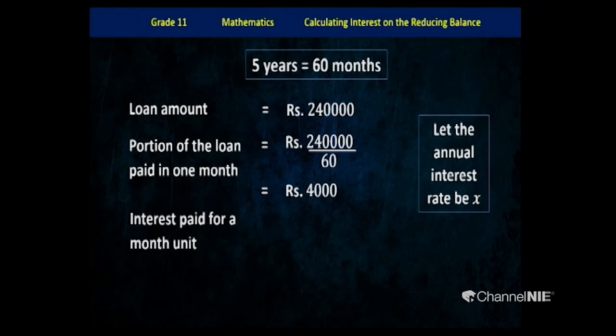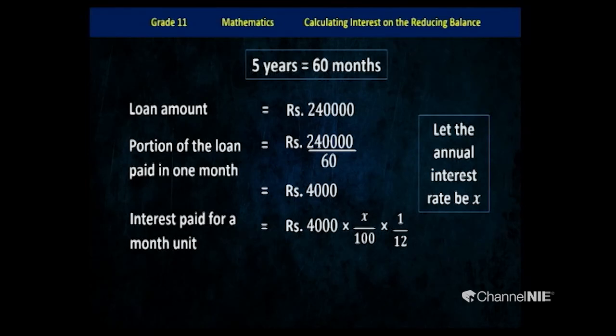Interest paid for a month unit. Now with this one, you can calculate the interest paid for a month unit. For that you have to calculate by using X. That means 4,000 into X upon 100 into 1 upon 12. With unknown X you are going to calculate. I didn't change the method. For finding the installment, you used this method with the known interest rate, but here we have applied the unknown interest rate by taking X.